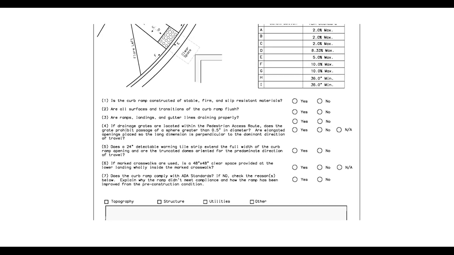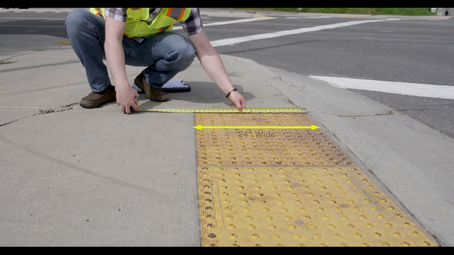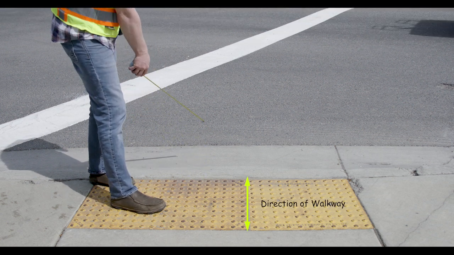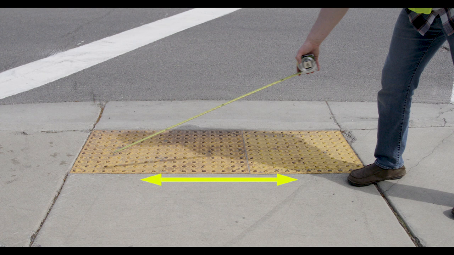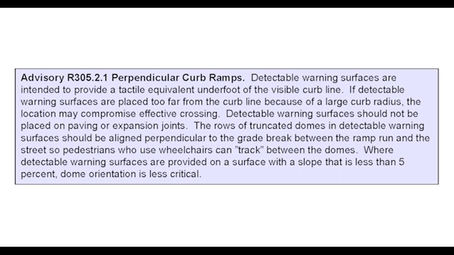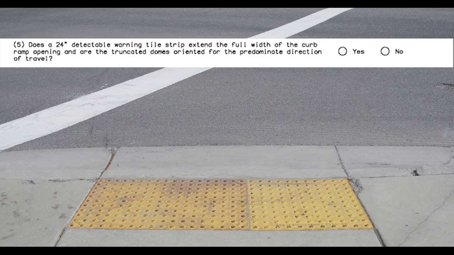Does a 24-inch detectable warning tile strip extend the full width of the ramp opening, and are the truncated domes oriented to the dominant direction of travel? This question is also multifaceted. First, the tactile warning must be at least 24 inches wide in the direction of the walkway, or the same direction as the running slope. Next, the tactile warning must extend the width of the ramp. Lastly, PROWAG states that the truncated domes must be oriented perpendicular to the grade break. To clarify, a person in a wheelchair should be able to orient the wheels of their chair between domes along the path of travel. Confirm the criteria has been met and mark the appropriate circle next to question 5.